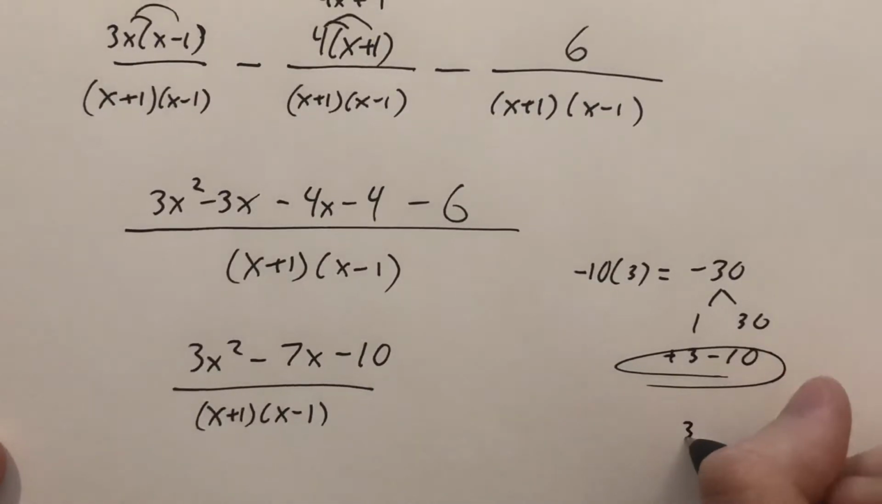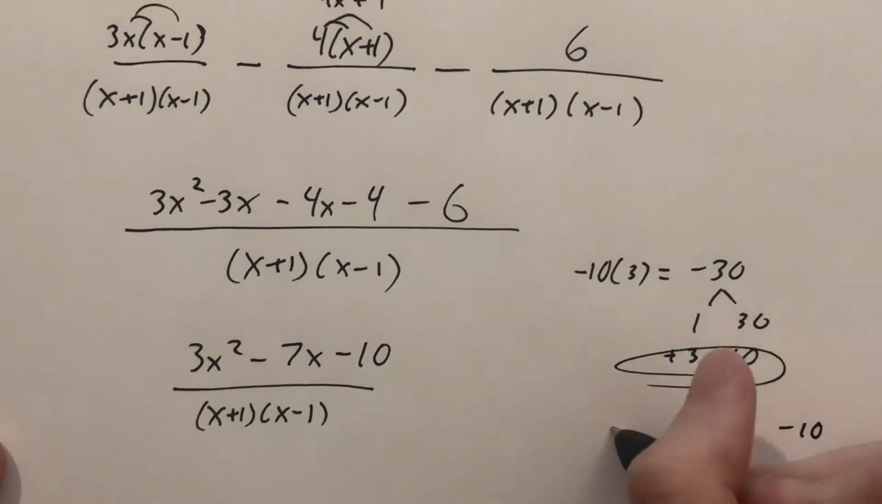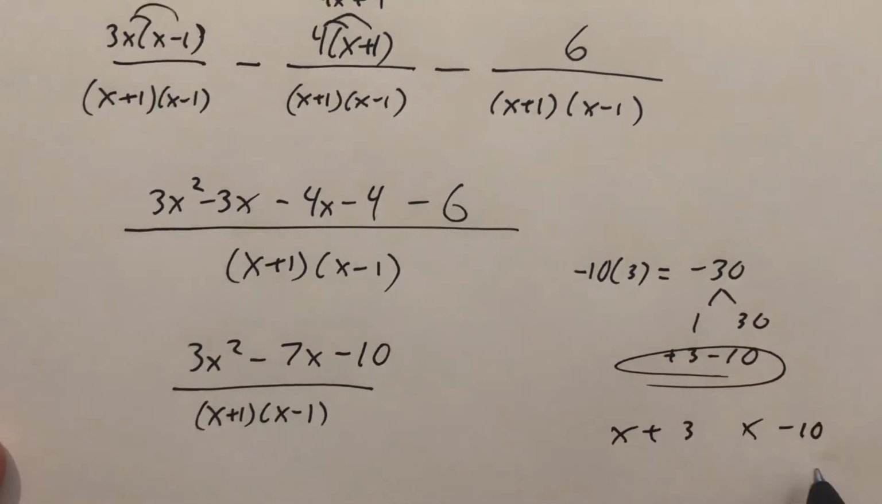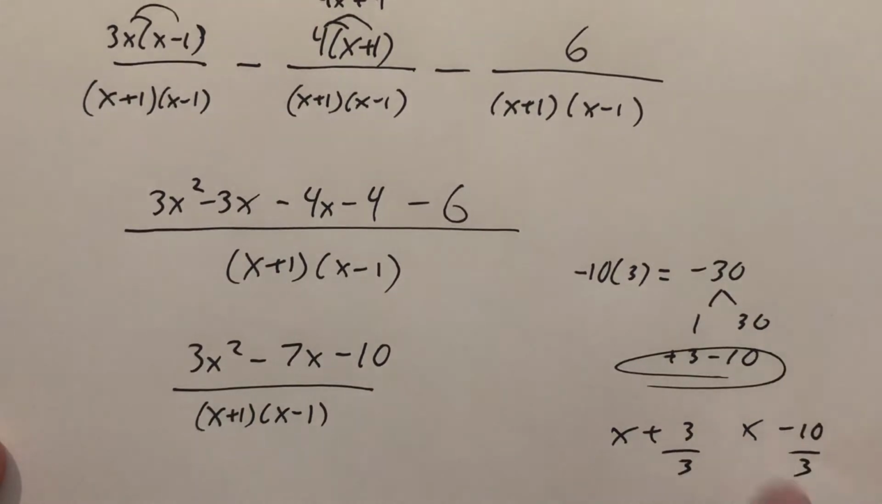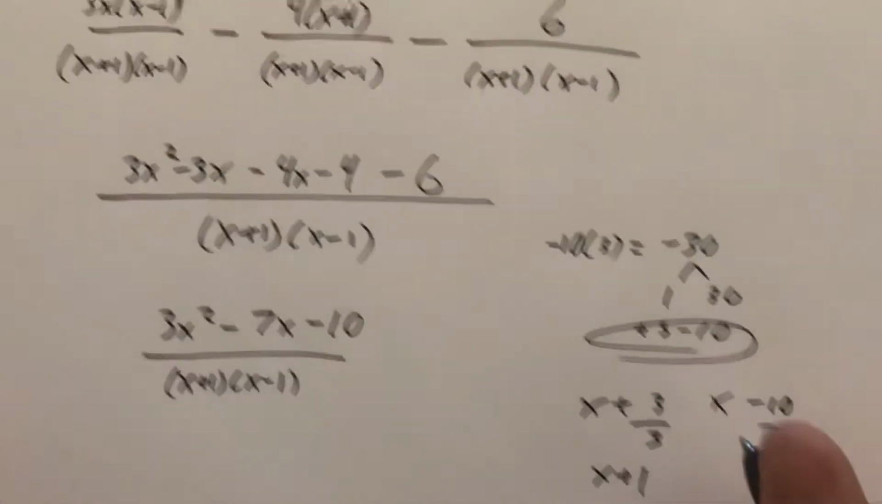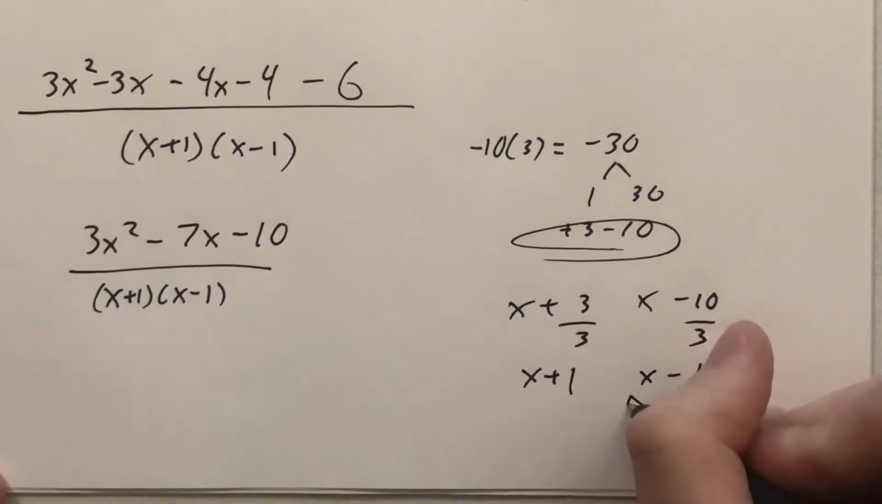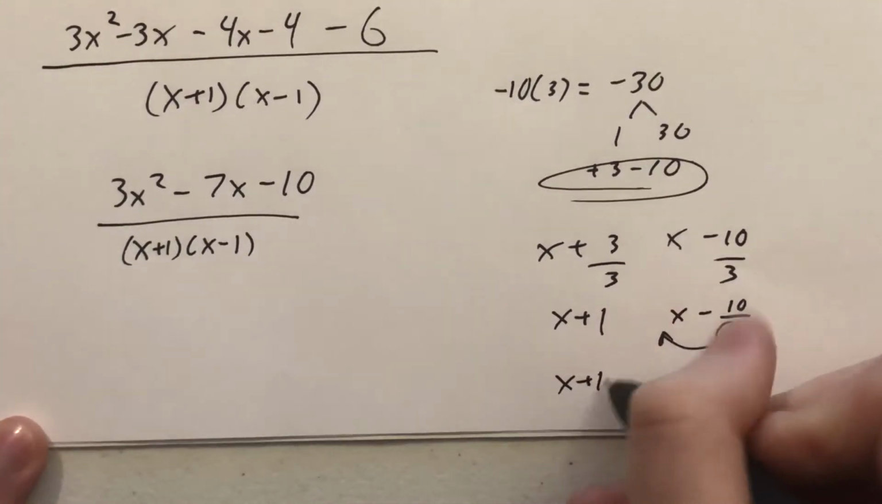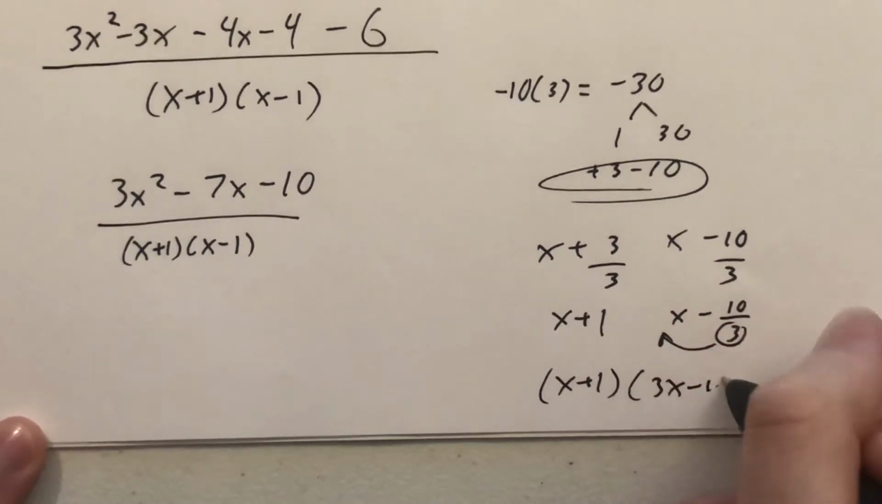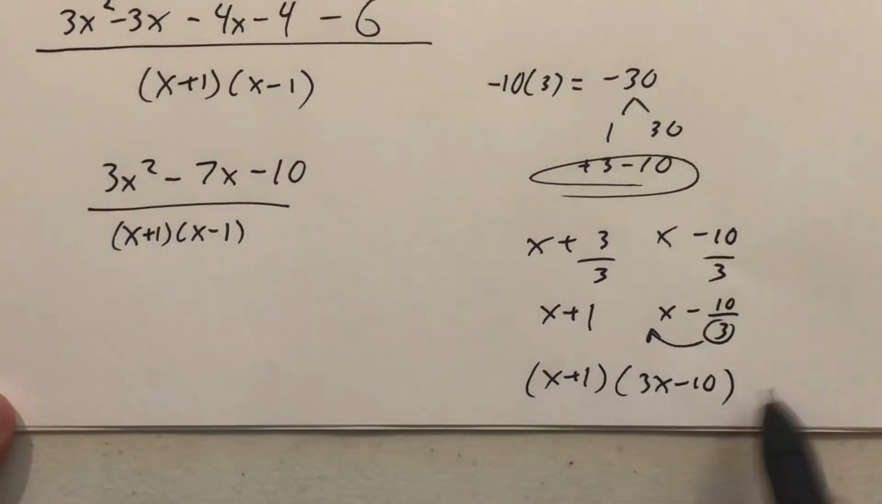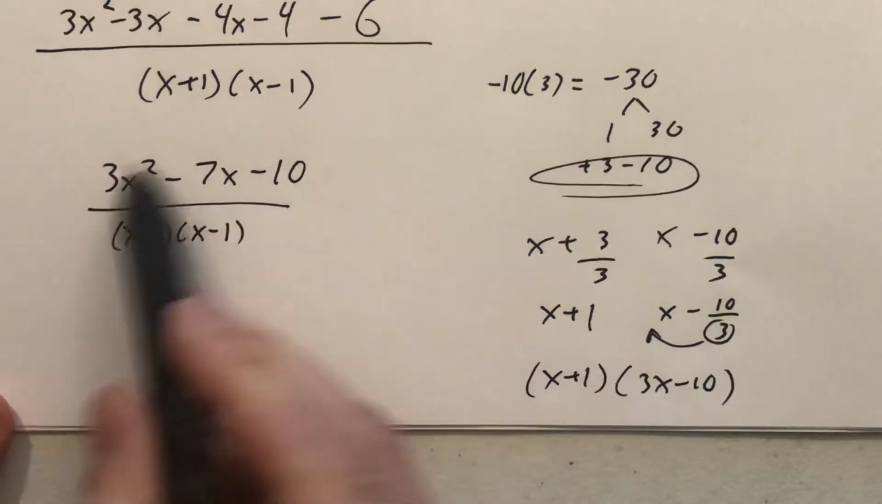So, taking that positive 3 and negative 10, x plus 3 and x minus 10, but then using the a to divide, giving us x plus 1 and x minus 10 thirds, and then the bottom coming up. So x plus 1 and 3x minus 10 is the factoring for this trinomial.